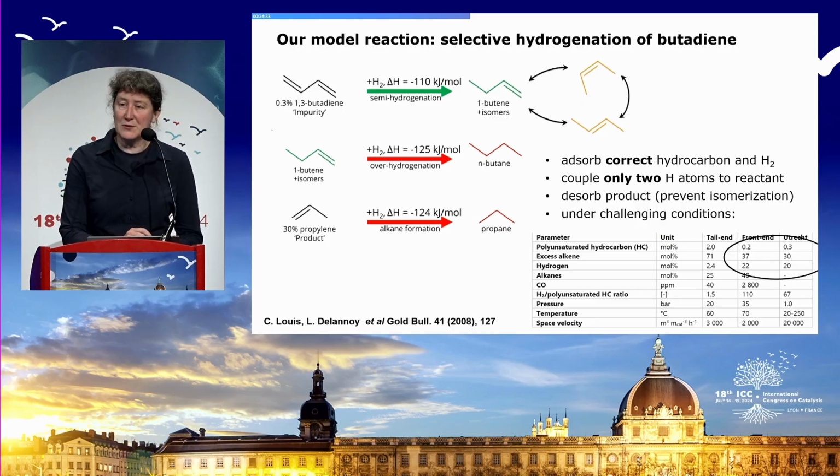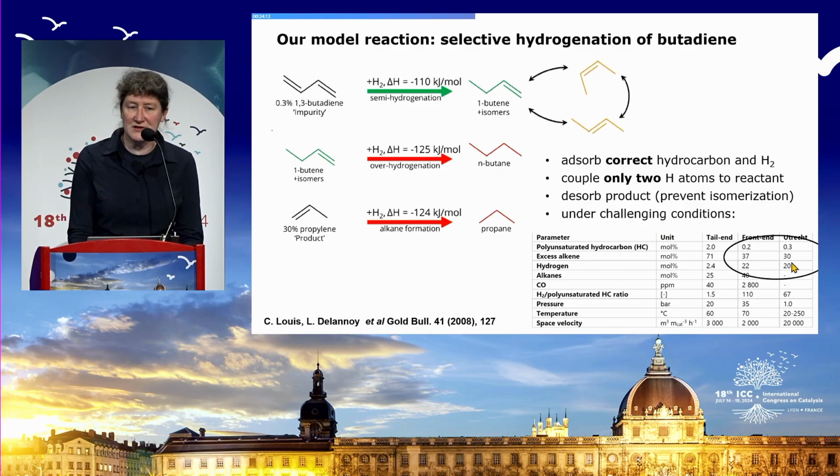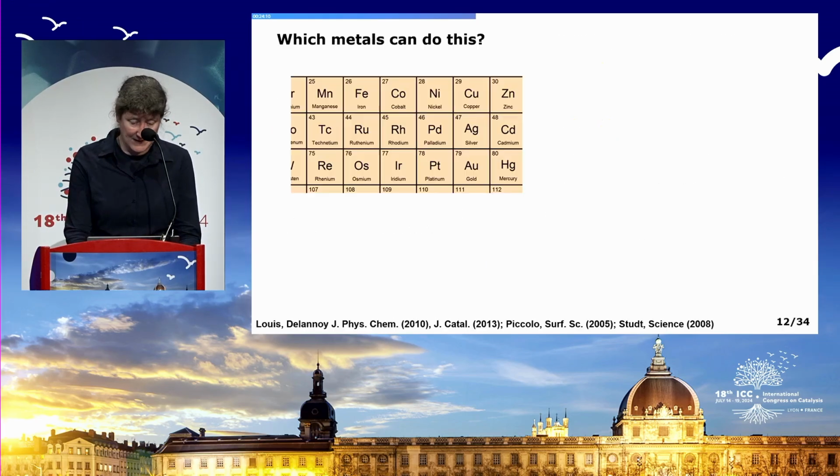And it's very much like what you have in real life if you're working with these streams, except for one thing. Also in real life, you have an excess of the product that you'd like to make, and you still would like to have these very small amounts of reactants being hydrogenated. And also the hydrogen ratio is almost the same as you use in a real application. The only thing that we do differently is that we work at a lower pressure.